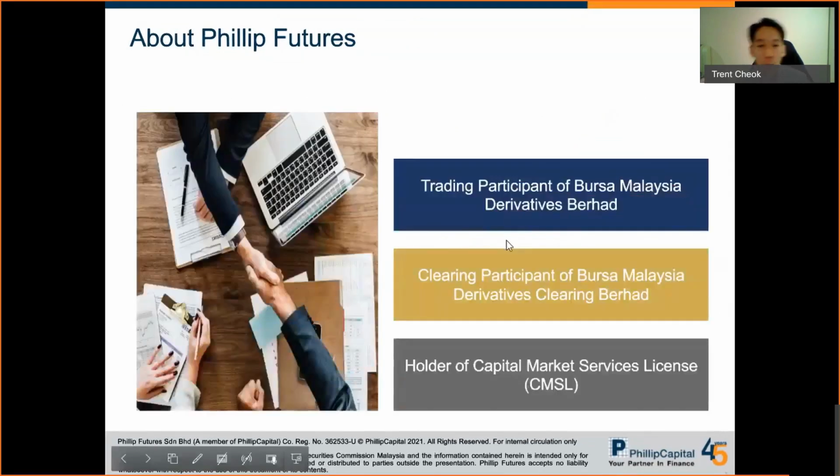Then we also are a trading participant of Bursa Malaysia Derivatives Berhad, and also a clearing participant. So basically, it allows us to execute your trade and also clear off all those futures contracts. And also, we are the holder of a Capital Markets Services License from the Securities Commission. So actually, we are fully regulated by the Securities Commission as well.